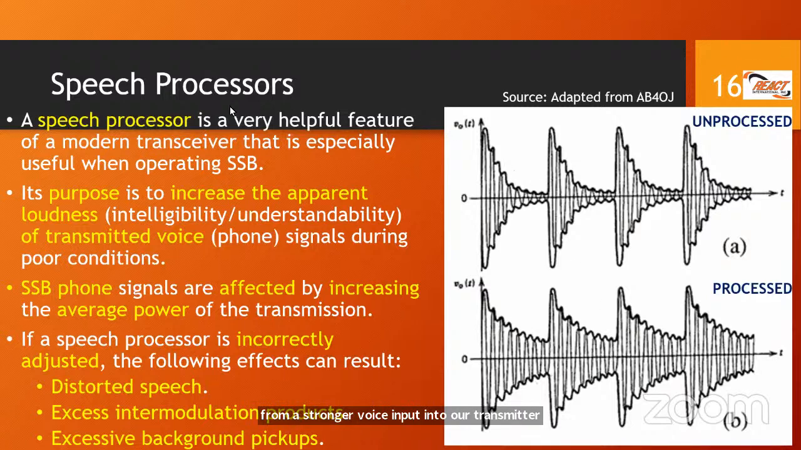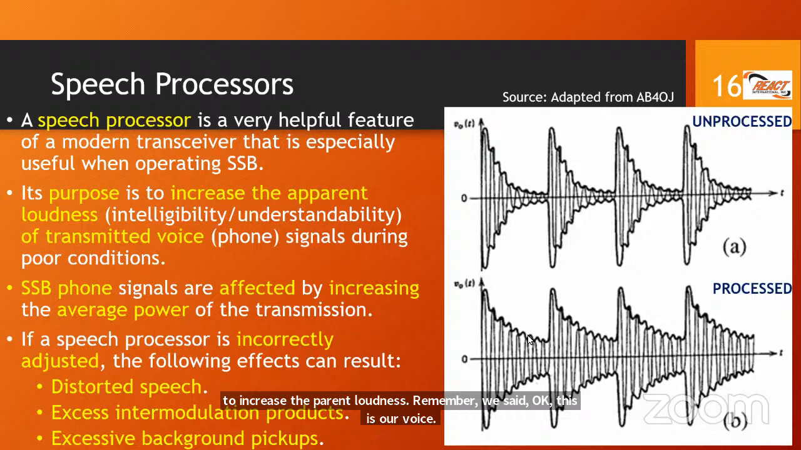So let's deal with a couple of the exam questions in relation to speech processors. First of all, a speech processor is very helpful, and you can find it in really good modern transceivers. You may not find it on all transceivers. Sometimes you need an external speech processor, but the point is that it is a very helpful feature. And the exam question: the purpose of a speech processor is to increase the apparent loudness. Remember we said, okay, this is our voice, maybe we're not that punchy.